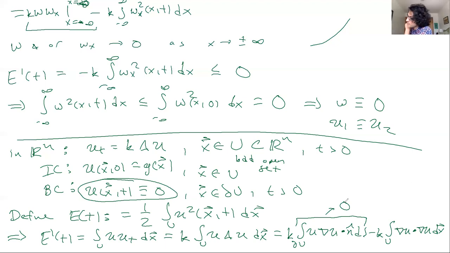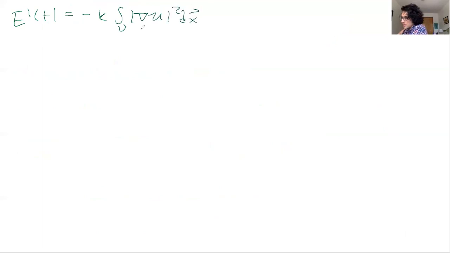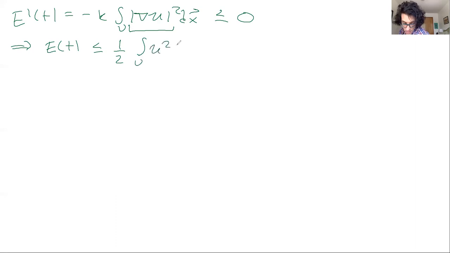So that means that E prime of t is equal to minus k, the integral of the gradient of u squared dx. Again, this thing is non-negative. We're integrating it, and then there's a negative sign out front. So this whole thing is less than or equal to 0. So this means that the energy of the heat solution is always going to be less than or equal to the integral of u squared at x, 0, dx.